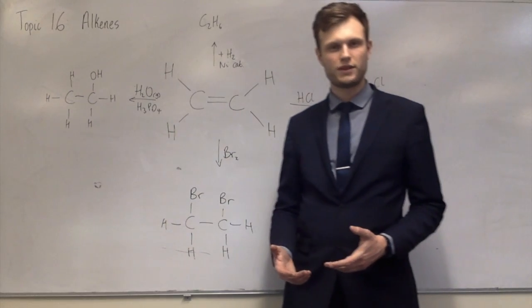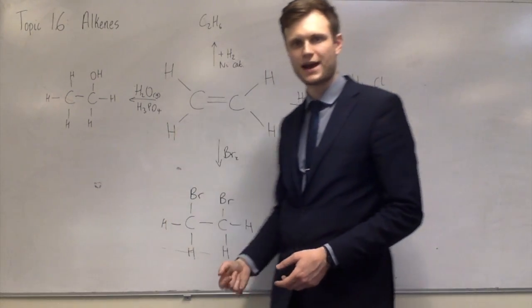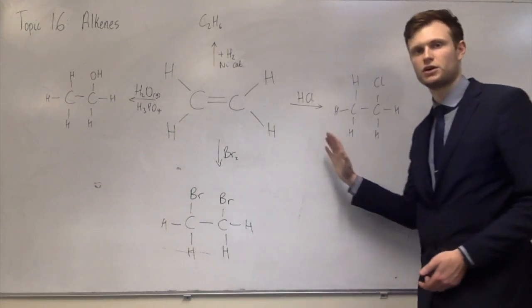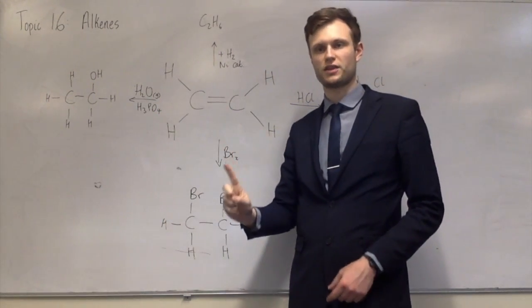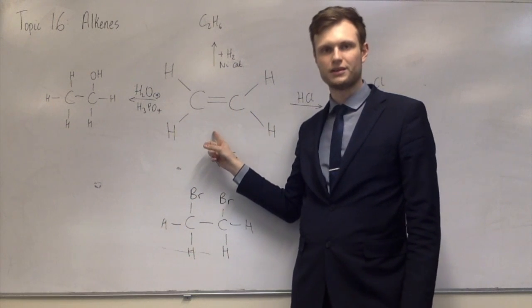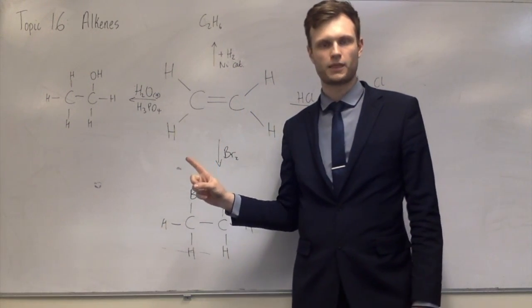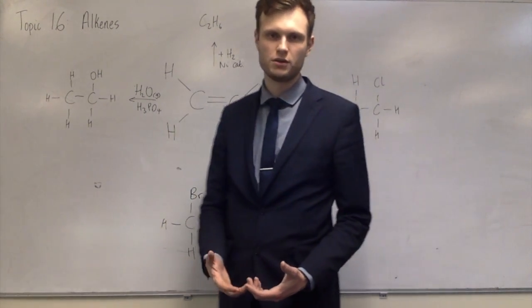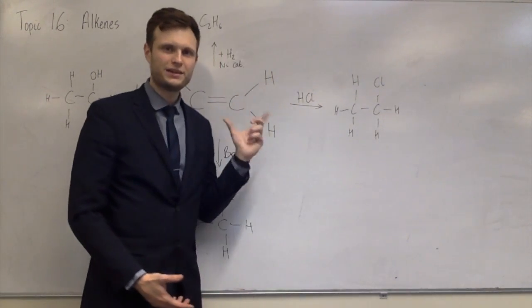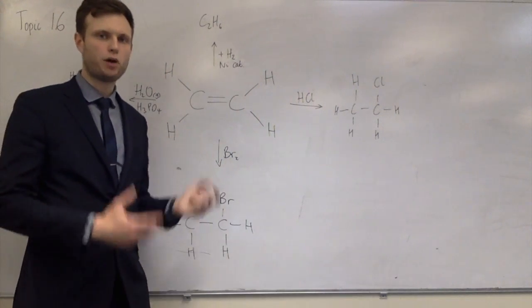And so those are all the addition reactions that we need to know about. Adding a halogen, adding a hydrogen halide, adding hydrogen, or adding water. The only other thing that we need to be able to add to an alkene is another alkene. And so that's a polymerization reaction. We've done those at GCSE as well. You can add many alkenes together to make a polyalkene.